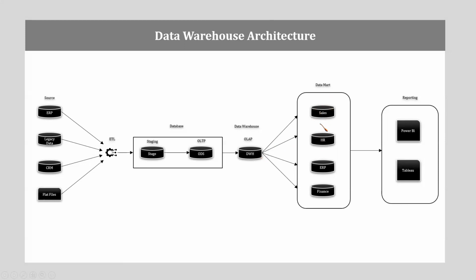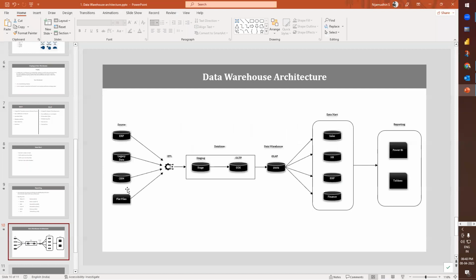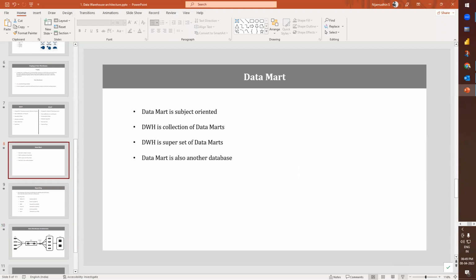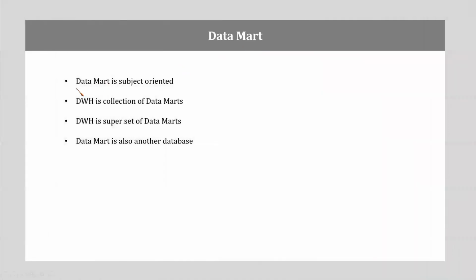Here we can see this is related to sales data, this is related to HR data, ERP data, finance data. Like that we do the separation of the folders. Now we can get the details about the data mart. What is a data mart? A data mart is subject oriented. Subject oriented means it is related to a particular subject. For example, for sales data, we store only sales data there. So that is subject oriented. We store subject data only in that particular location.